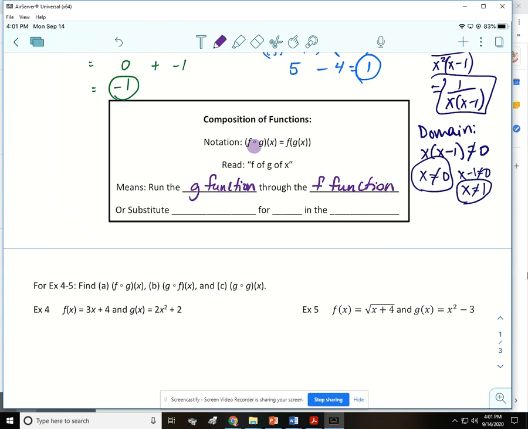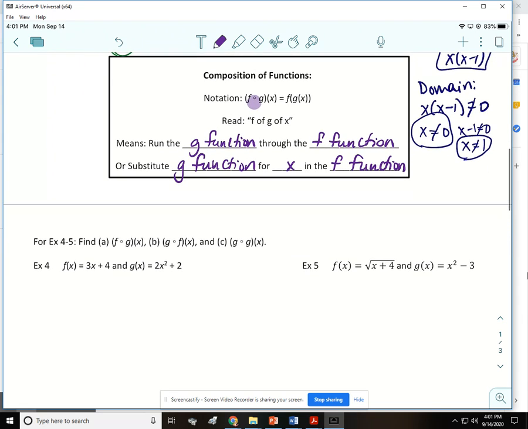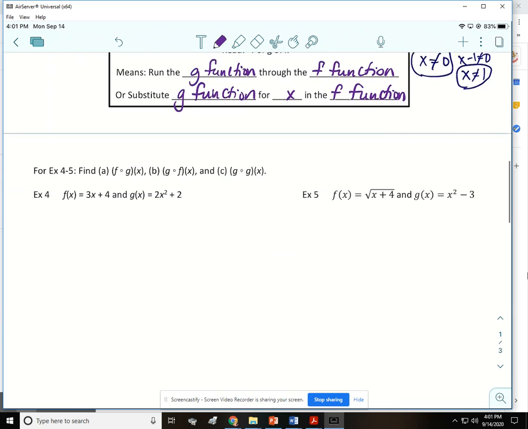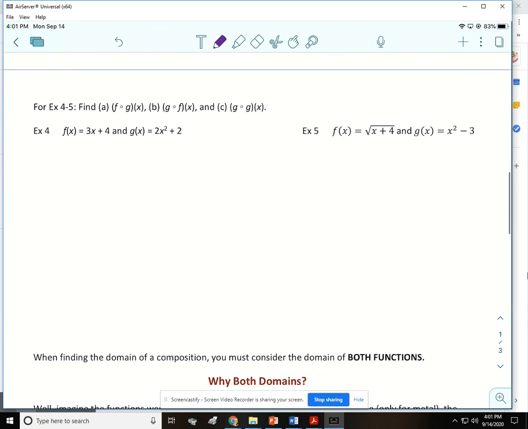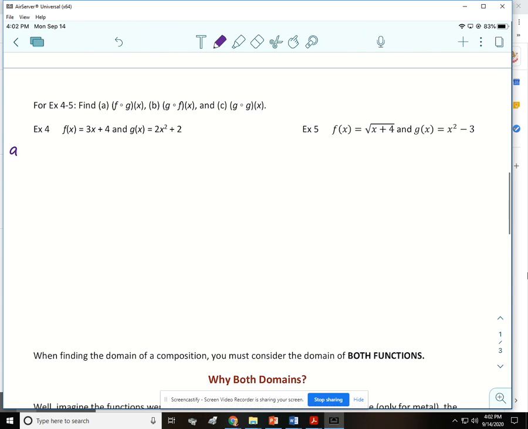Or you can think of it as substitution. So you can substitute the g function in for x in the f function. All right, so for 4 and 5, we're going to do 3 different things. So we're going to find f of g of x, g of f of x, and then we're going to do g of g of x. All right, so let's start with f of g of x.